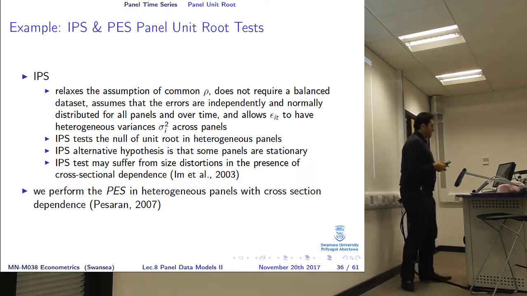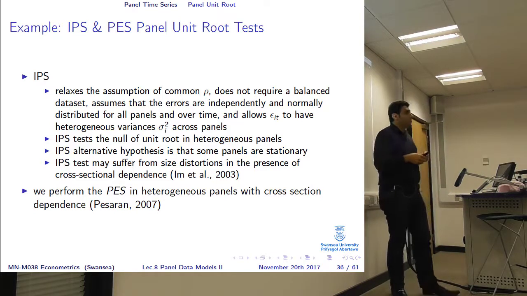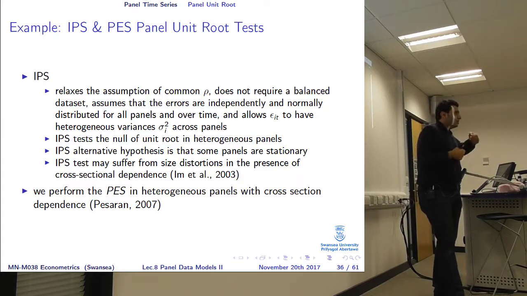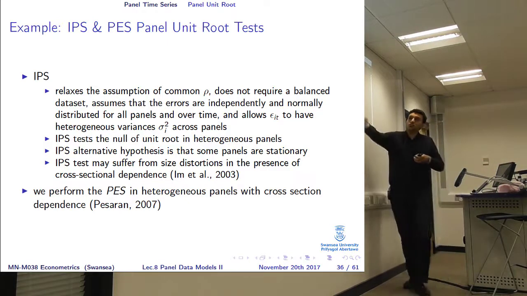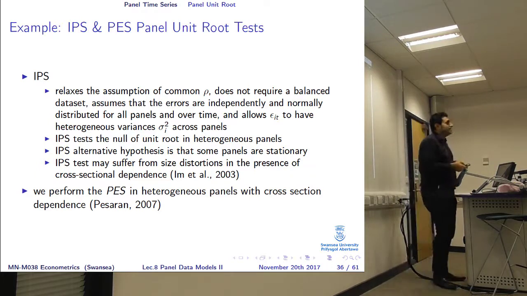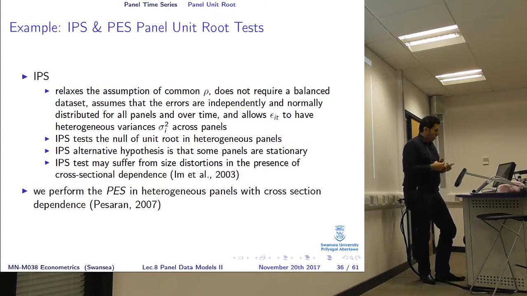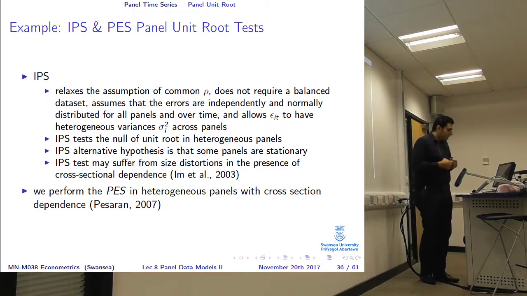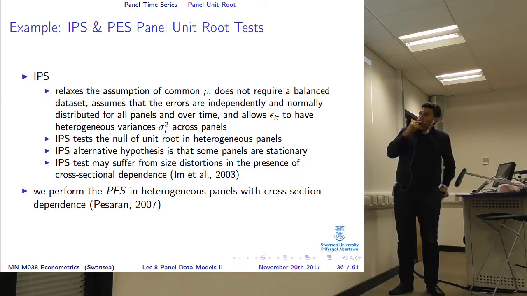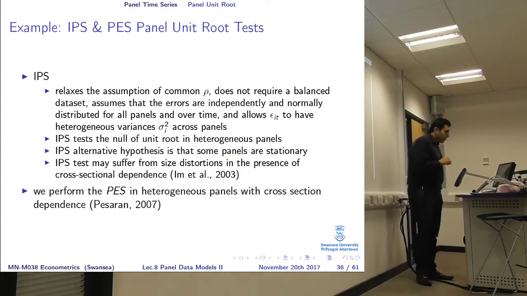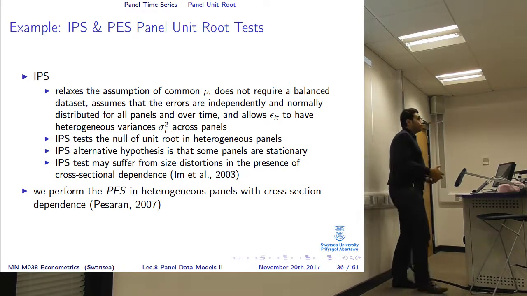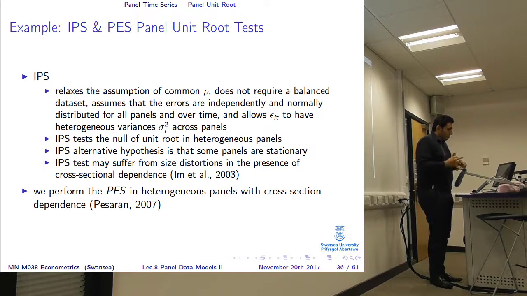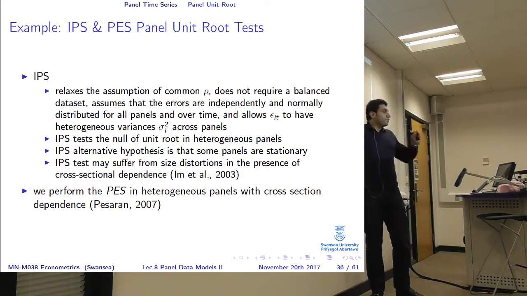Also, one advantage of this test is that it doesn't require a balanced data set. Do you remember what a balanced data set is? We discussed this last week. Yeah, it's T the same for all N. So this is not a requirement with the IPS. If you have unbalanced panel data, you can still use IPS. But with the other tests, you can't use the test for unit root in panels that are not balanced. Again, it's about the assumptions and how it treats rho. And it's also designed for heterogeneous panels, allowing for heterogeneous variances across panels.